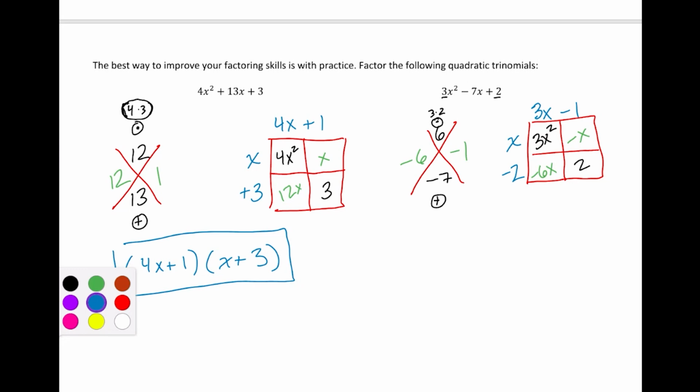And we could check each of these. I don't know if we need to go through all these, but 3x times x is 3x squared. -1 times x is -x. 3x times -2 is -6x. And -1 times -2 is +2. Everything seems to check out here. So our answer is 3x minus 1 times x minus 2.